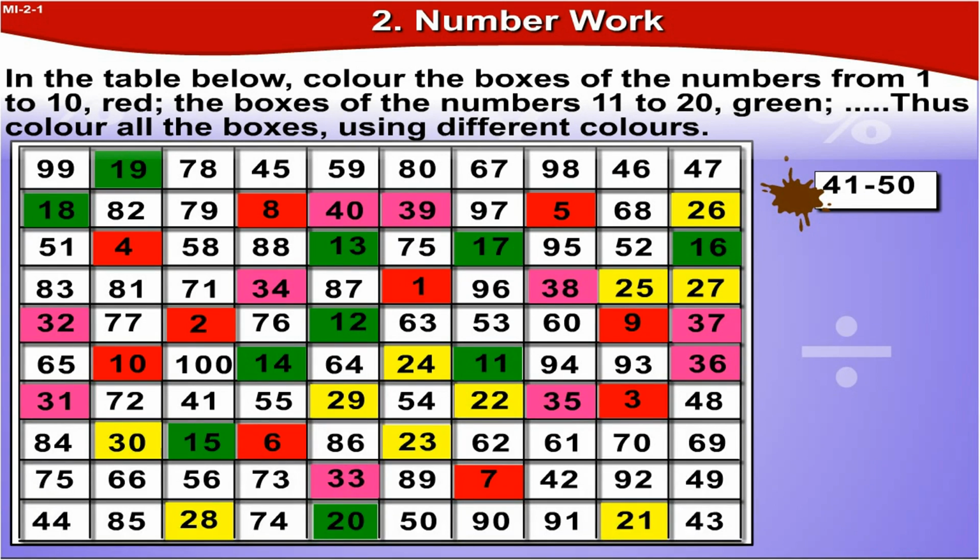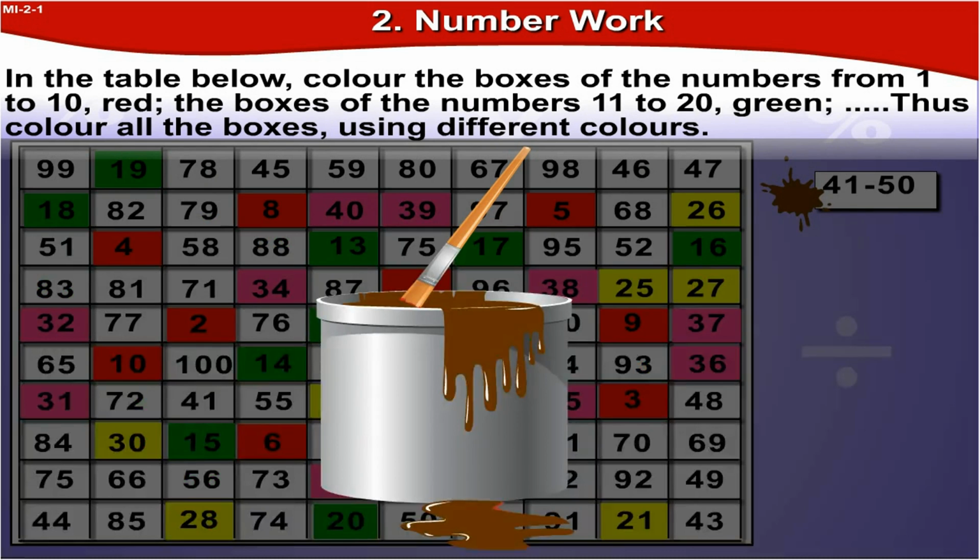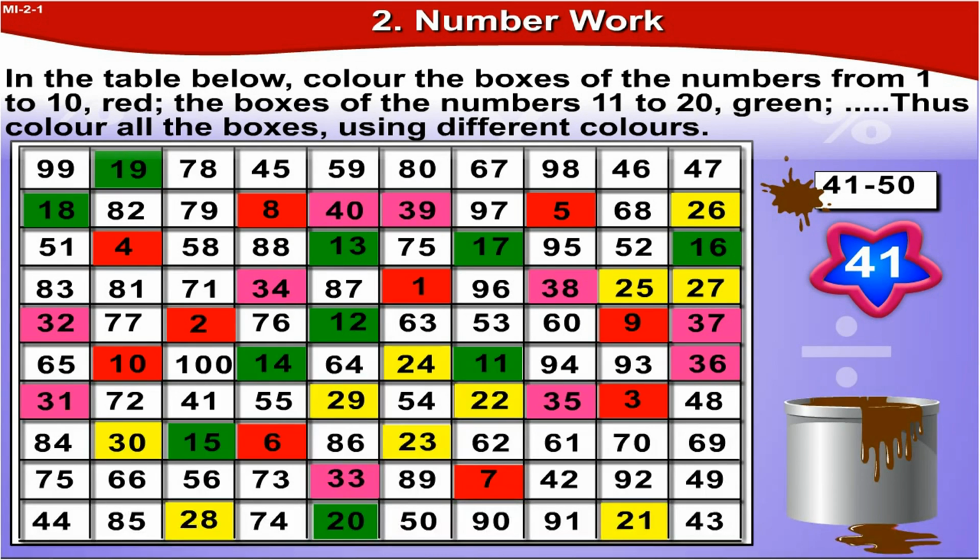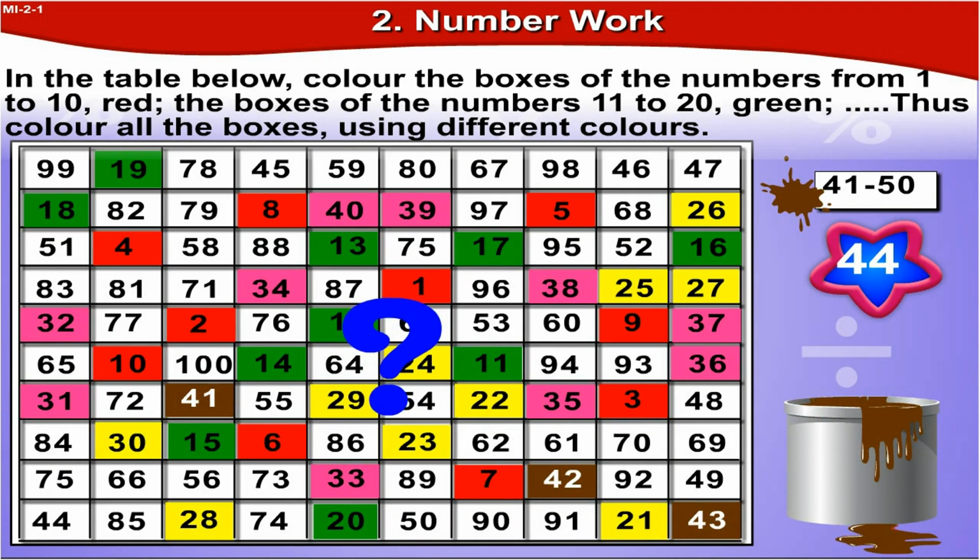Now let us find out numbers from 41 to 50 and color them brown. Here is number 41. Color the box containing number 41 in brown color. Let us look for number 42. And here is number 42. Let's color the box brown. Let us find out number 43 and color the box brown. That's right. Now let us find out number 44 and color the box containing number 44 brown in this manner.